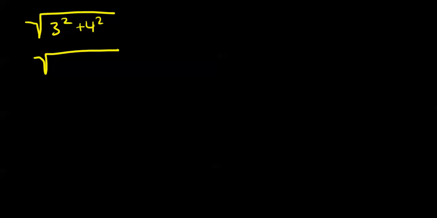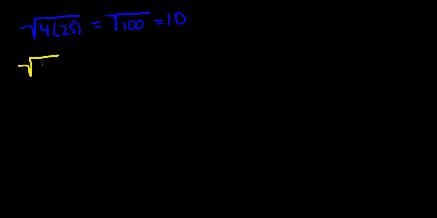Now we're going to look at another example. We have the square root of 3 squared plus 4 squared. We want to go ahead and simplify the radicand, or what's inside the radical, first. So 3 squared is 9, 4 squared is 16, so 9 plus 16 would give us 25, so the square root of 25. And we know that 5 times 5 equals 25, so the square root of 25 is 5.